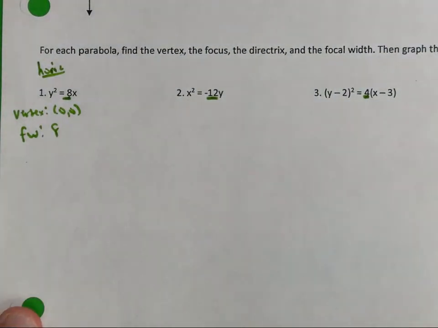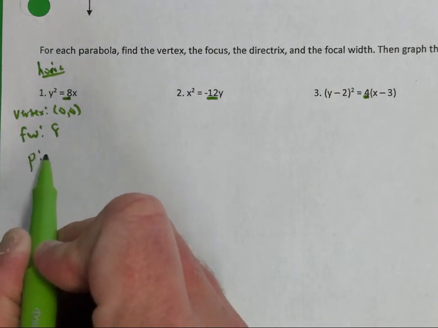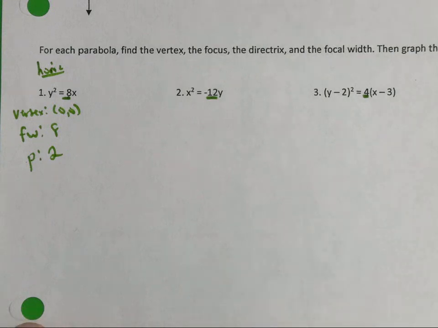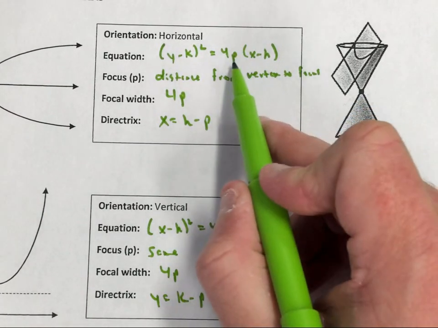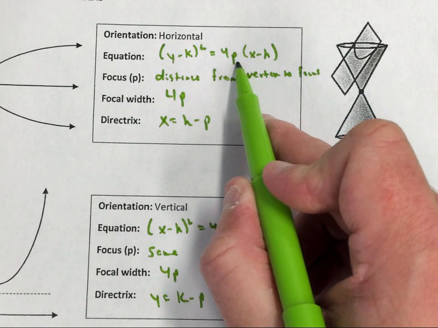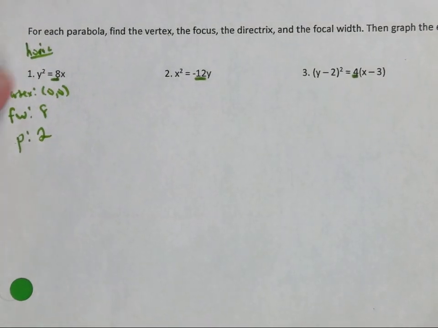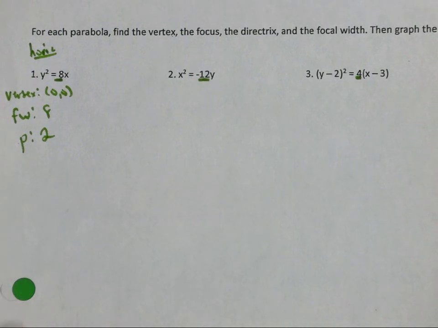Now, from that value is how you find your focus. You take this value and divide it by 4. Therefore, your p-value is equal to 2. That means your focus is 2 units from the vertex. That means your directrix is 2 units from the vertex. You said, why do you divide by 4? You see this 4p right here? Isn't the focal width 4 times your p-value? You divide that number by 4 every time. So your focal width is here. You take that number, divide it by 4, and that gives you 2.